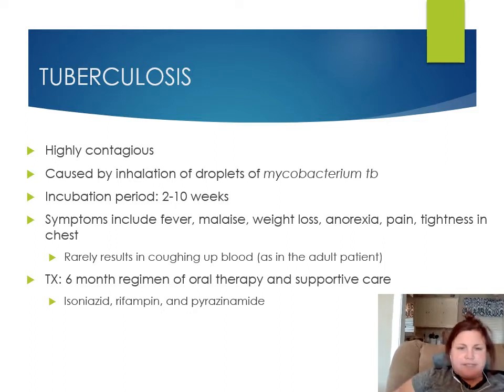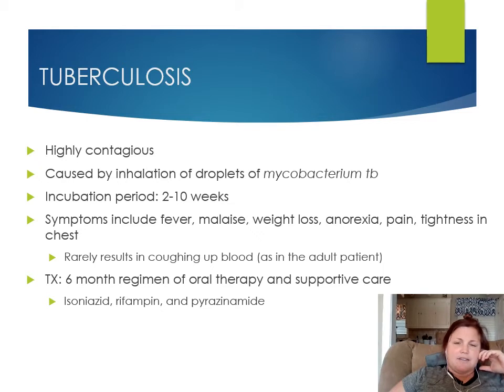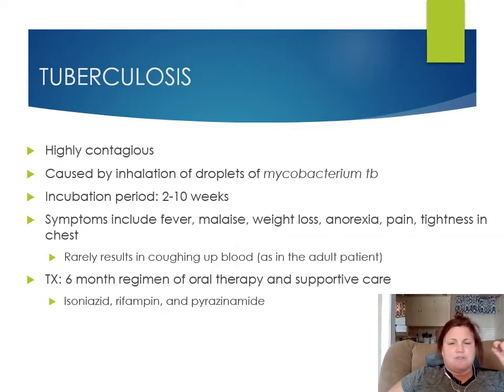Now we're on tuberculosis. Tuberculosis is highly contagious. It is caused by inhalation of droplets of the Mycobacterium TB. It has a 2 to 10 week incubation period. Symptoms for TB include fever, malaise, that general ill feeling, weight loss, anorexia, pain, and tightness in the chest. One very important thing to know: when you think of TB, you probably think of coughing up blood. But in children, this is rarely the case. It rarely results in coughing up blood in kids the way it does in adults.